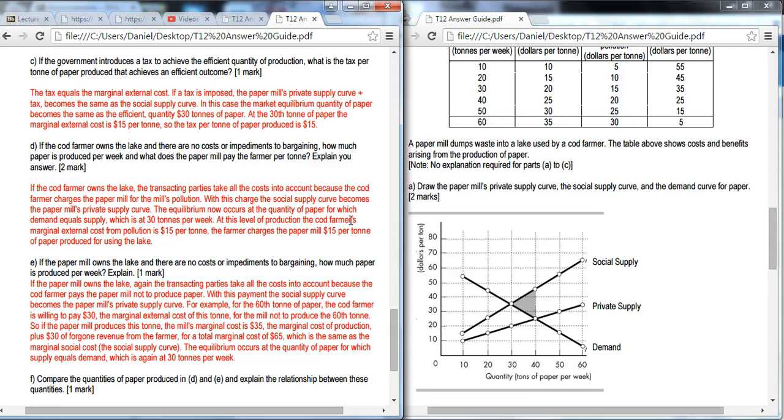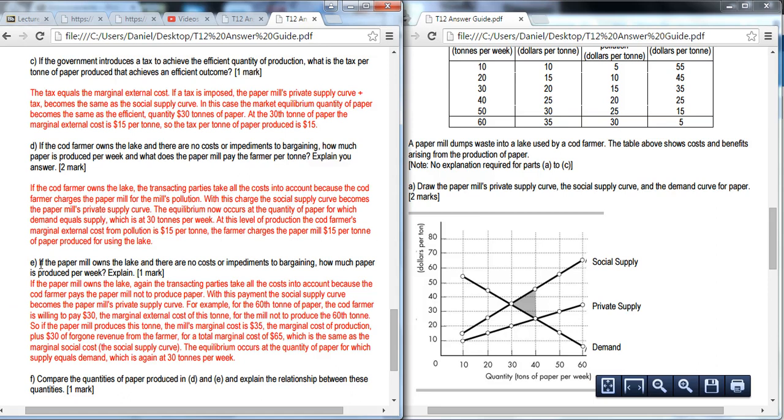notice that previously we had an equilibrium point where the farmer owns the lake, and the miners were going to say, okay, you guys own the lake, but don't let us produce something, right? The cost to you is only very small. The profit to us is very large. How about we pay you until the cost of paying you is equal to the profit that we would make? That's going to lead to the socially efficient quantity of 30 tons per week.